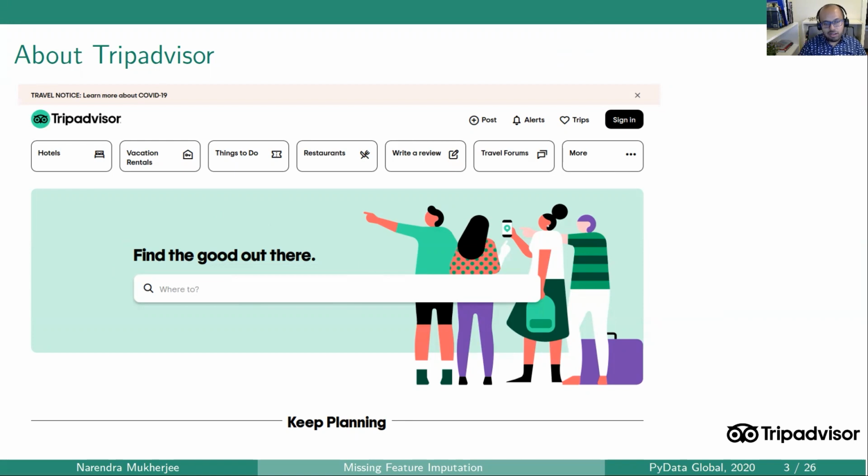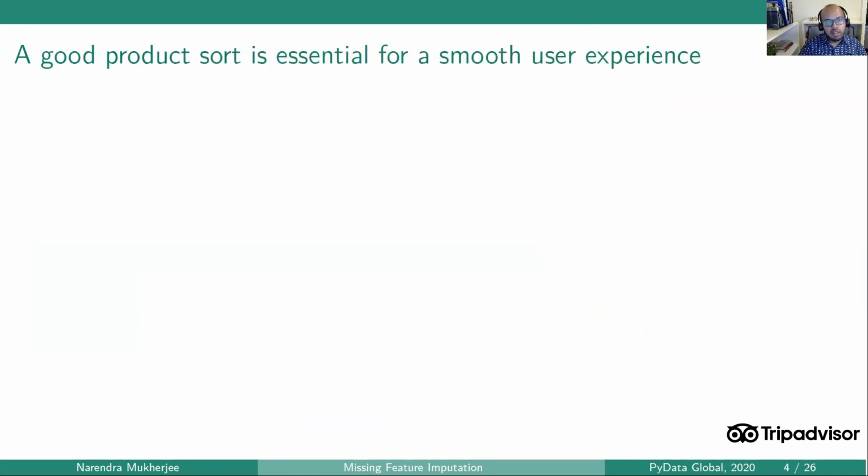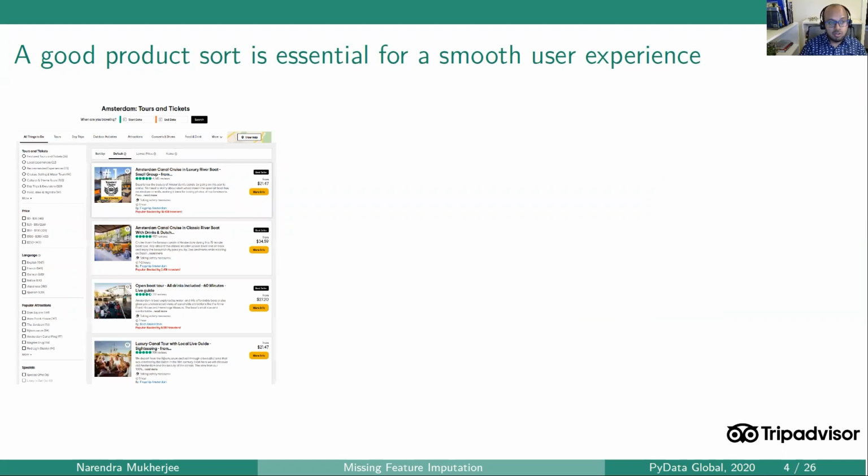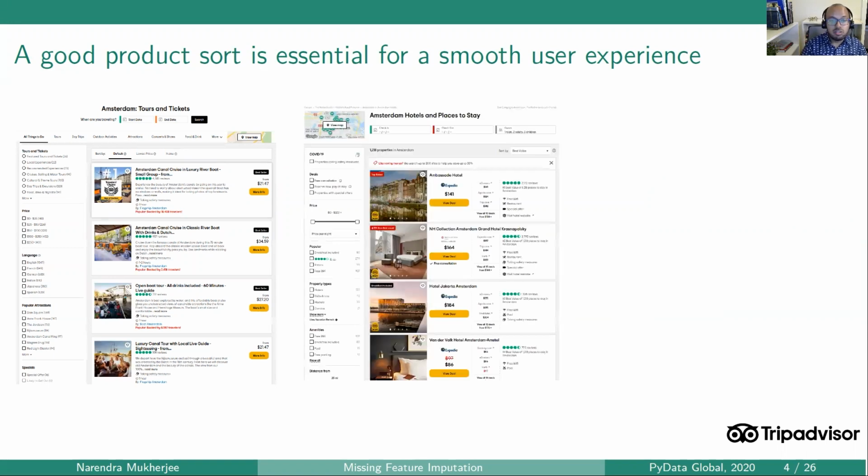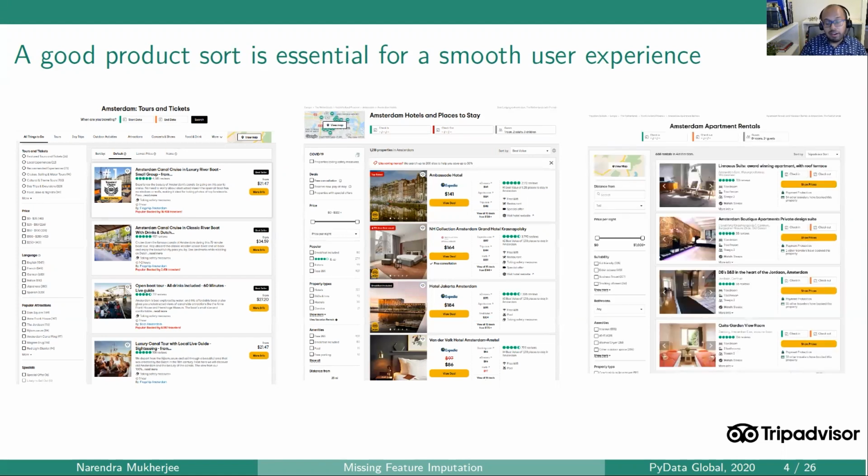As you can understand, for a travel-related website like ours, the product sort is a very essential feature for a smooth user experience. By products, we could be sorting many different kinds of things on the TripAdvisor website. One of the things we could be sorting are tours and tickets. Like in Amsterdam, we could have a canal cruise or a museum ticket, or a bus tour, and we want to sort all of those. Or we could be sorting different sorts of hotels, vacation rentals, restaurants, flights, and all the other different domains that the company works in.